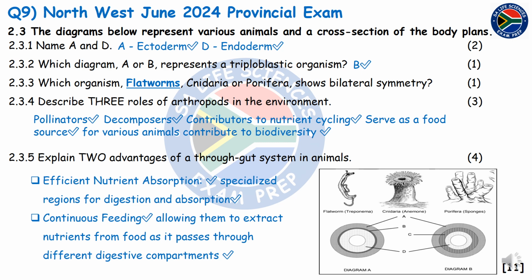Which diagram represents that of a triploblastic organism? That would be diagram B. Diagram B has an endoderm, ectoderm, and a mesoderm.